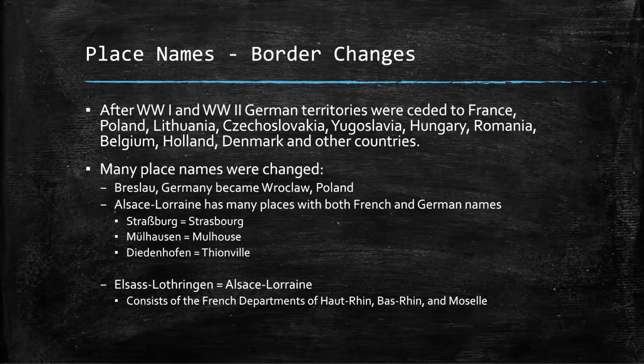And when they changed over to these new countries, the names of the towns changed also. For example, Breslau, Germany became Wrocław, Poland. Or Alsace-Lorraine: when that transferred over to the French, it became Haut-Rhin, Bas-Rhin, and Moselle, the 3 departments in France. And the names of the towns changed also. Some of them are similar, but they've switched from the German spelling to a French spelling. So you're going to find these sorts of changes as you go through your research.